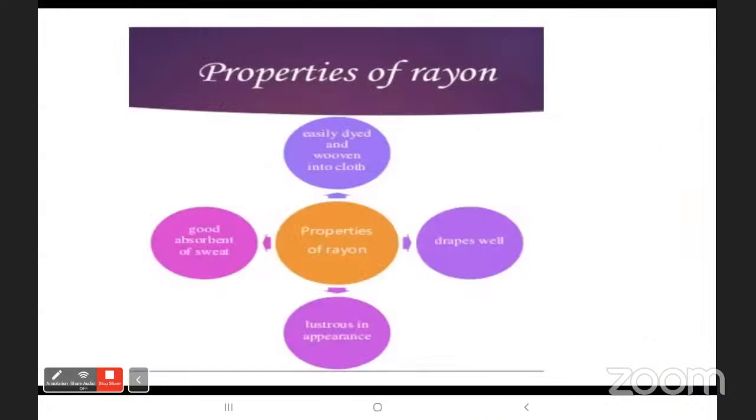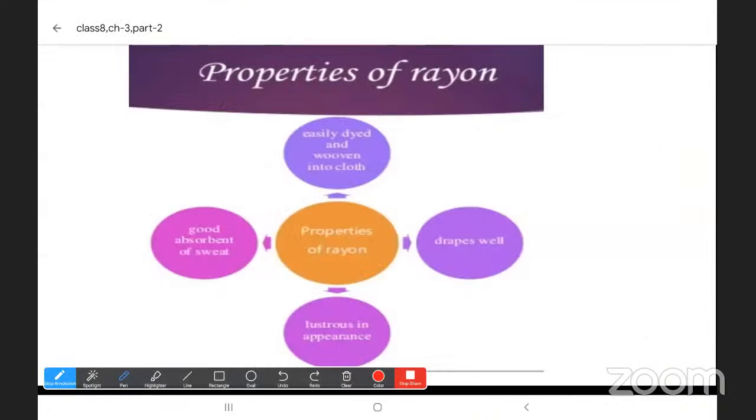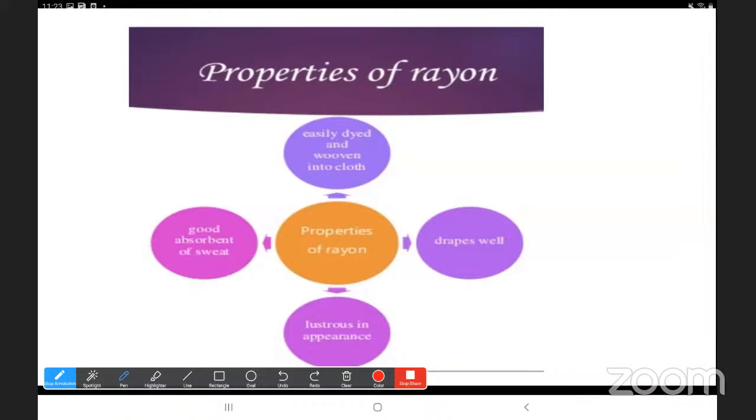Now we'll see the properties of rayon. It is easily dyed in vivid colors and woven into cloth, drapes well, is a good absorbent of sweat, and is lustrous in appearance. Lustrous means shining property.